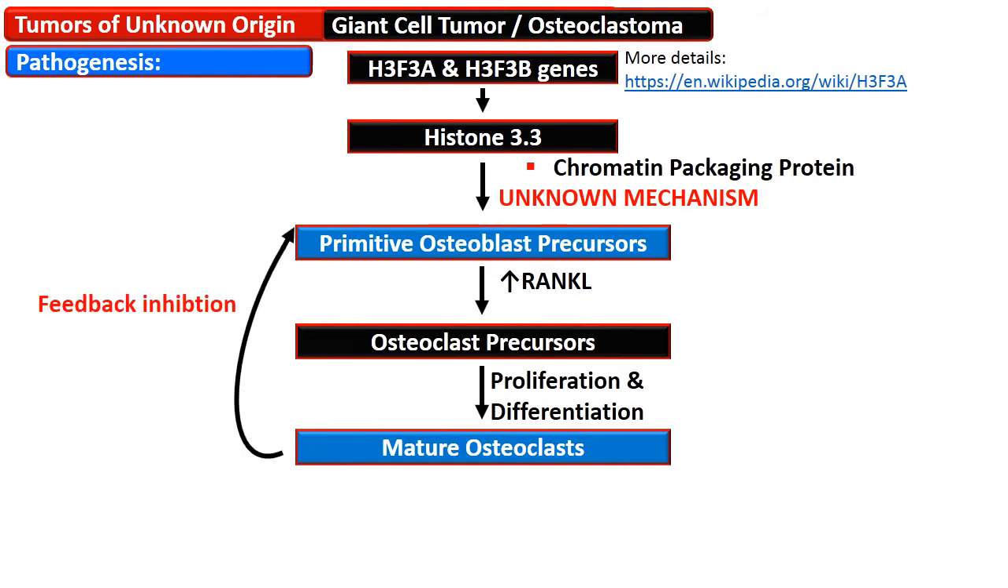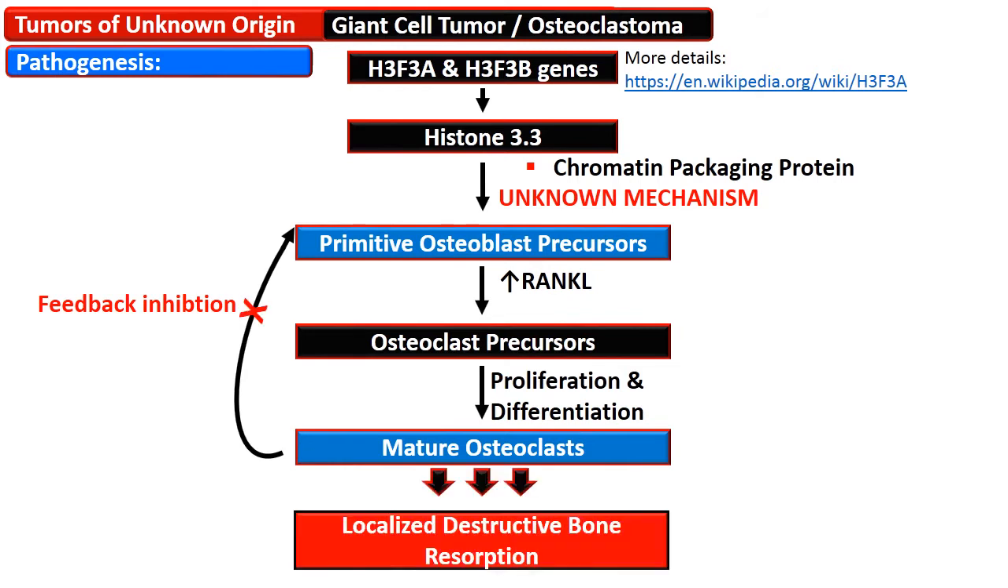Normally there is feedback inhibition by these osteoclasts to these osteoblasts, but when these mutations are present, this feedback inhibition is lost, and the mature osteoclasts continue the localized destruction through bone resorption.